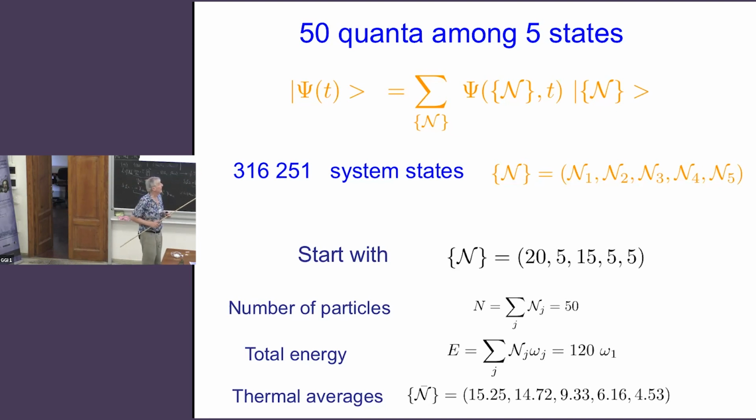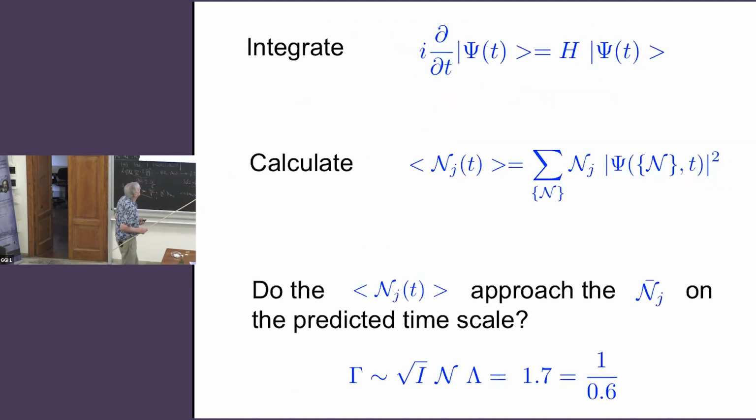But as you point out, we do have interactions, and that's very important. We start, for example, with 25, 15, 5, 5 amongst the 5 oscillators, and we let them rip. We calculate, for this number of particles and total energy, what the thermal averages are, the expected values amongst the 5 oscillators.